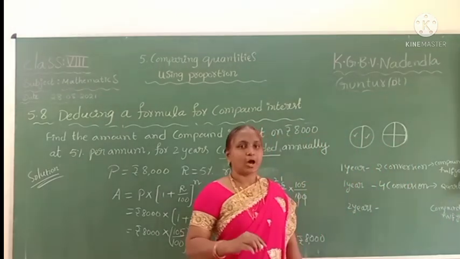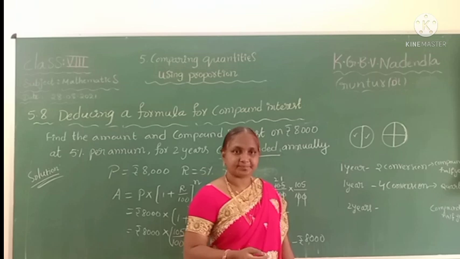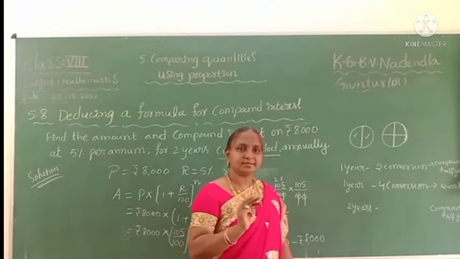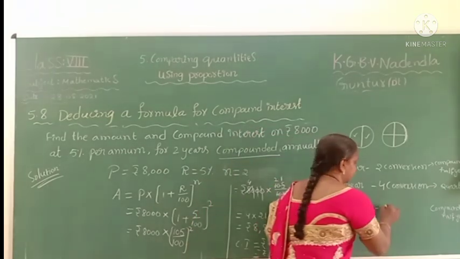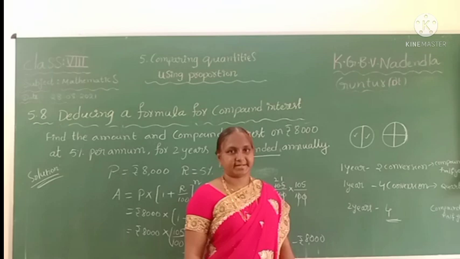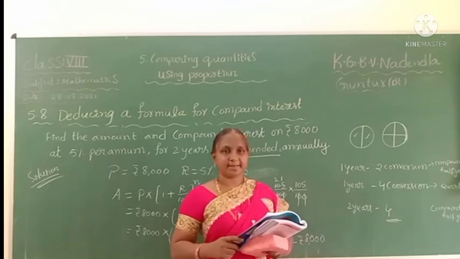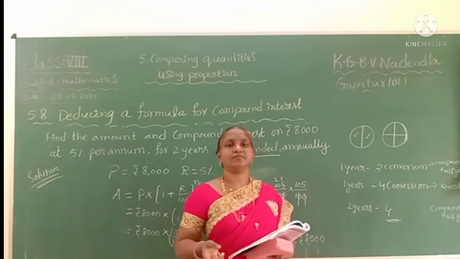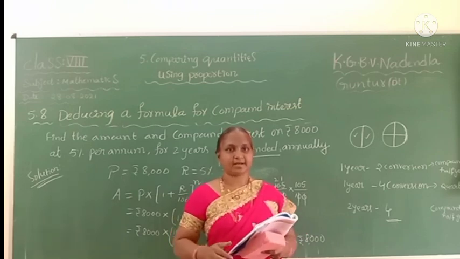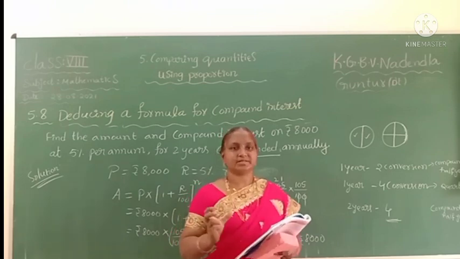In 2 years, how many conversion periods are there? In 1 year, 2 conversion periods. In 2 years, 4 conversion periods. In this way, we find the conversion periods after we take that number as n to find the compound interest for the given situation.